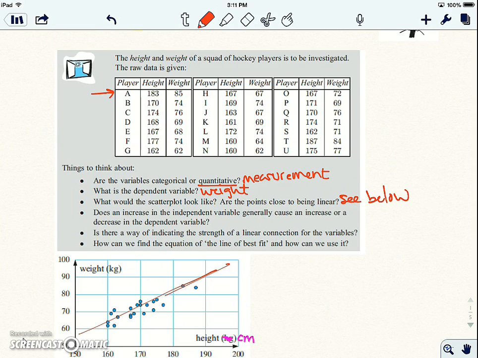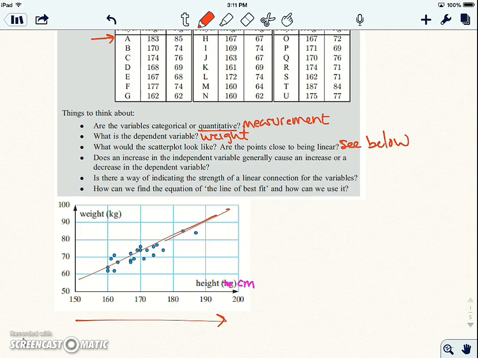Does an increase in the independent variable generally cause an increase or decrease in the dependent variable? Well, let's see, as this one goes up, this one tends to go up. So it's generally causing an increase. And then these are the two questions we're going to answer. Is there a way of indicating the strength of the connection? And how can we find the equation of the line of best fit? And then of course, how could we use it?